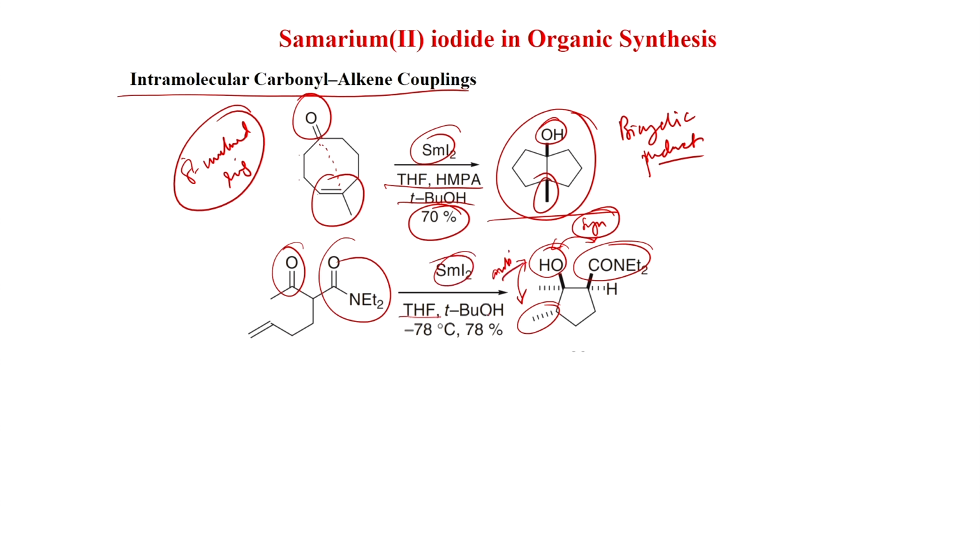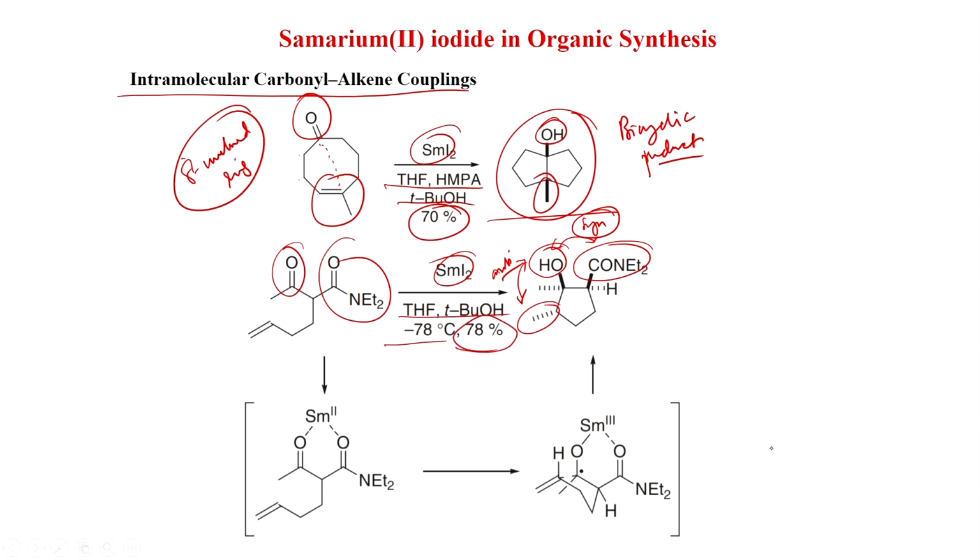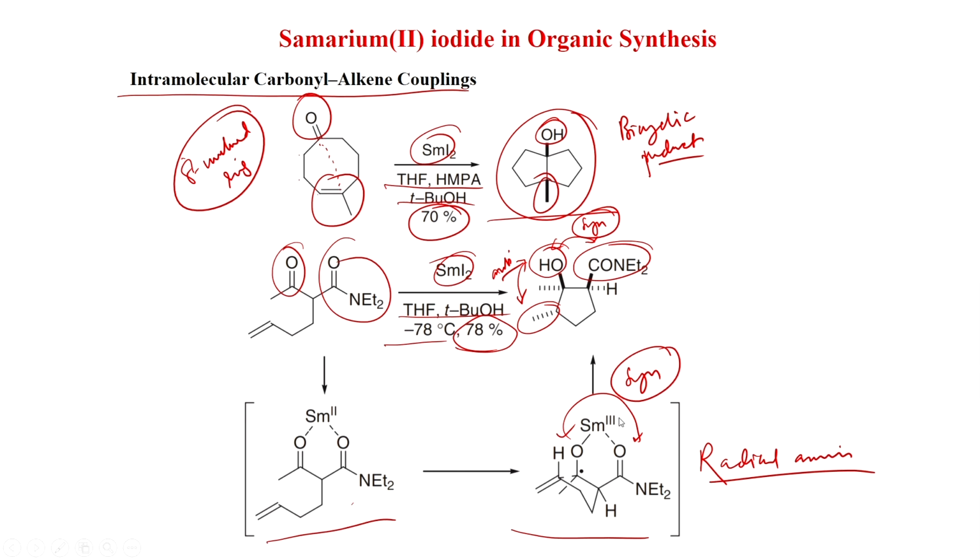With samarium iodide, THF, tertiary butanol, minus 78 degrees centigrade, you get 78% of this product. And we can think of the mechanism like this. Samarium(II) coordinates with both ketone and amide, and then this kind of radical anion transition state forms. This is the radical anion, you can see the carbonyl already reduced here, dot O minus samarium, and it takes syn orientation with this amide. They are syn because they want to coordinate with samarium(III), and the olefin takes this kind of geometry.